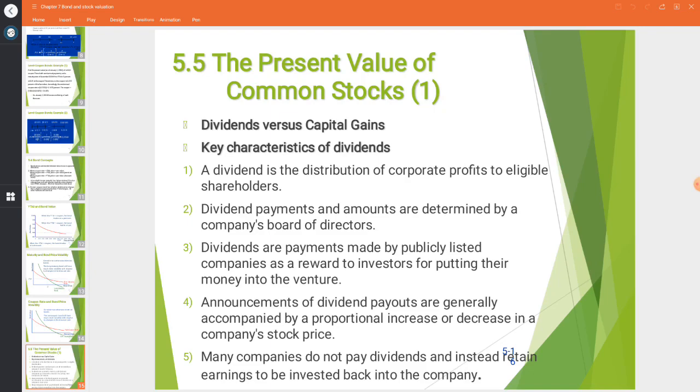Announcements of dividend payouts are generally accompanied by a proportion, and sometimes could lead to an increase or decrease in a company's stock price. Such announcements of dividend payouts play a very important role in affecting the company's stock price. Many companies don't pay dividends, and instead they retain these profits as retained earnings to be invested back into the company.